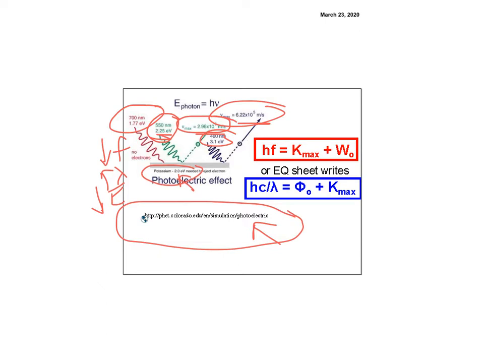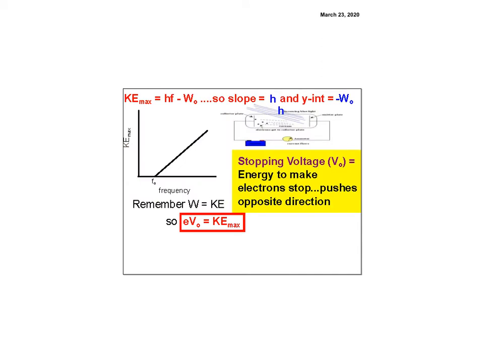You'll see the energy of the photon is either h f or h c over lambda. We know those are the same. Notice we have K max for both of them. The work function can be phi naught or W naught. I don't like phi naught, but you should just know that it is used, because to me that should be flux. But just be aware of it. That's the equation, the energy that it takes in order to make it happen.